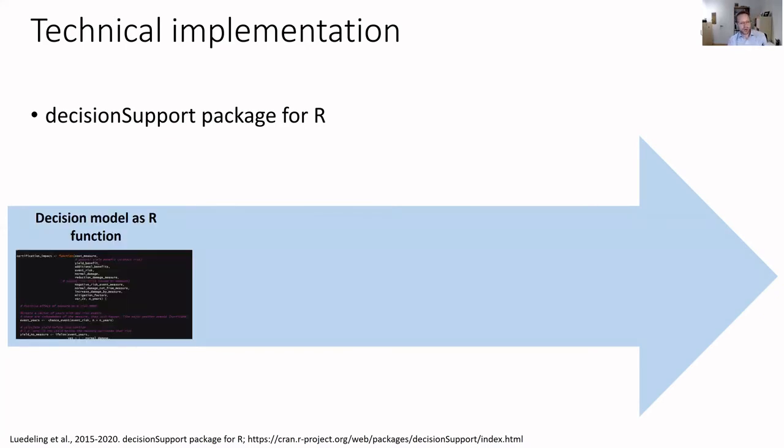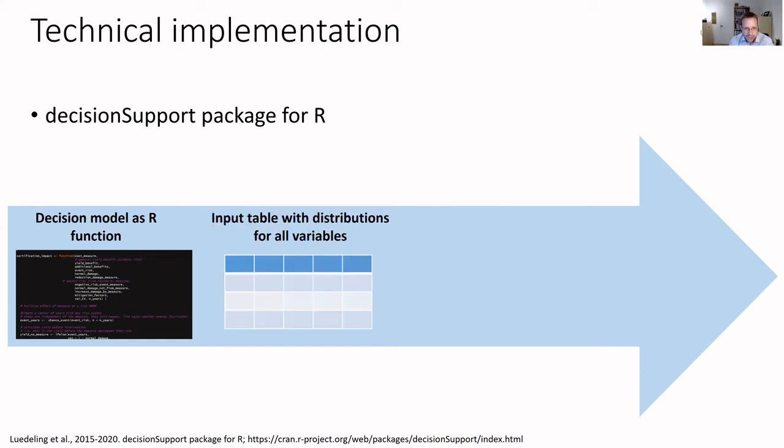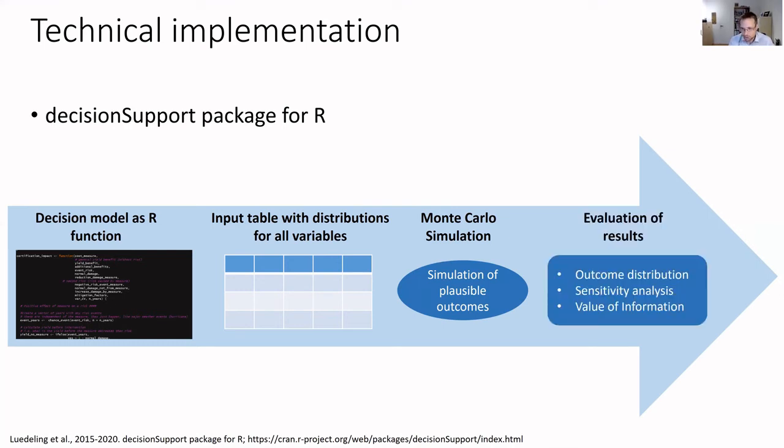Basically this requires us to take the conceptual decision model we had and construct it as a decision function in R, then feed it with an input table that provides all these inputs from the data sets, but also from these calibrated estimates from people. They specify input distributions for all variables. We then run Monte Carlo simulations and evaluate the results, looking at the outcome distribution, basically the comparison of different decision options. We conduct a sensitivity analysis, and then we also do this value of information analysis to identify what additional pieces of information we still need.